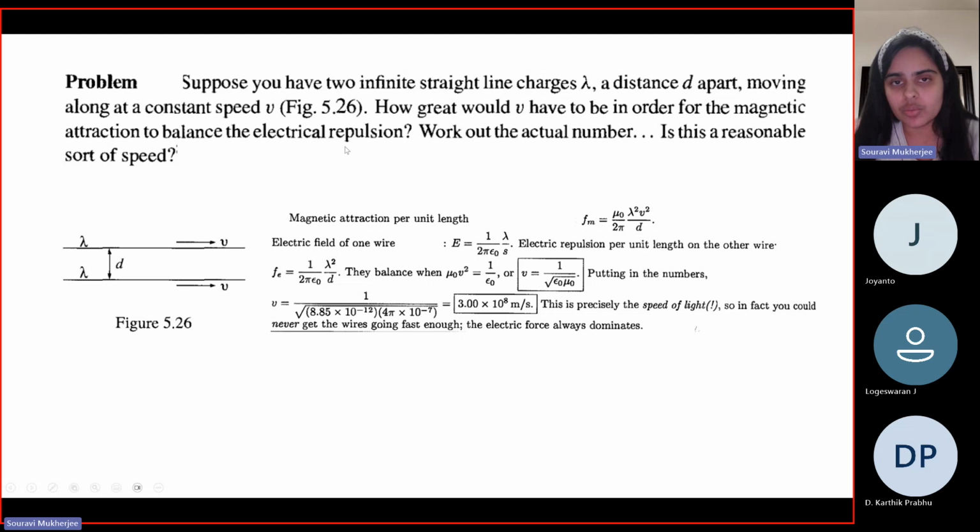So the question says, what is the condition on v? How fast should your velocity be so that the magnetic attraction balances the electric repulsion? If we equate these two terms, we see that v has to be equal to the speed of light. That is too much speed for a wire; wires can never get so fast. That's why it's always the electric force which dominates in our physical world, in these kinds of systems.